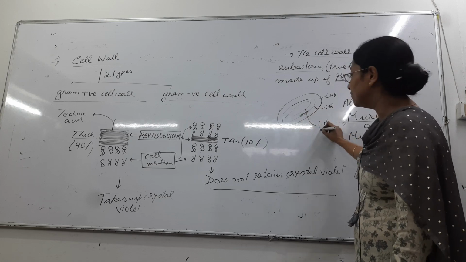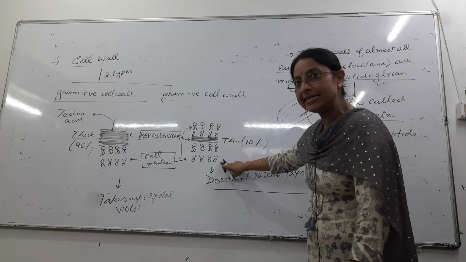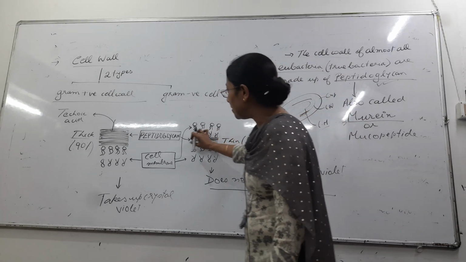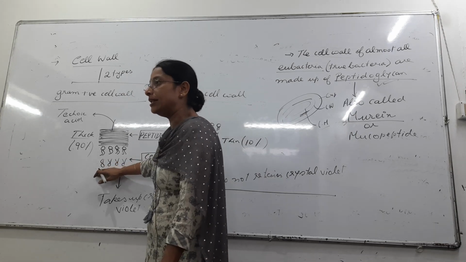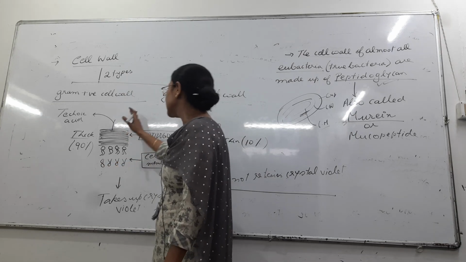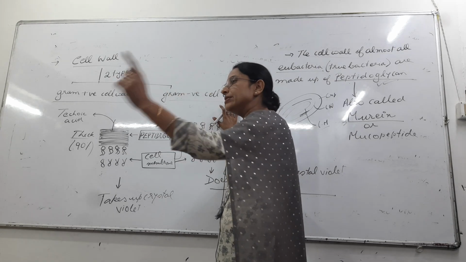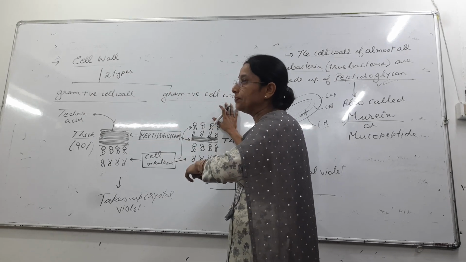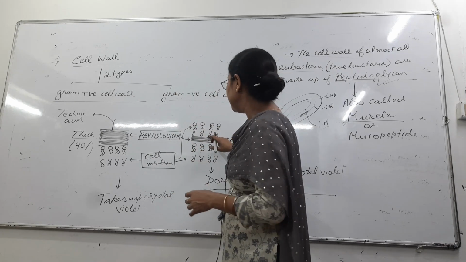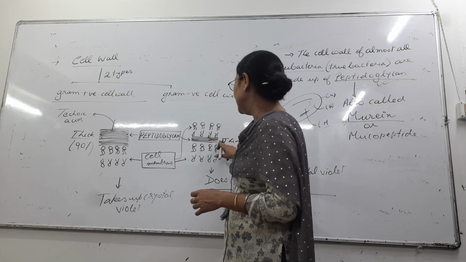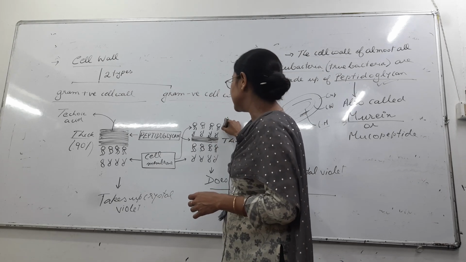Next, peptidoglycan is in the cell wall; inside it what will be there? The cell membrane, as we drew earlier, the phospholipid. So you have the peptidoglycan layer, and inner to the peptidoglycan layer you have the cell membrane. Clear? So the differences between gram positive and gram negative cell wall: first, peptidoglycan is more in one and less in the other. Second, in gram negative, outside the cell wall there is an extra covering which is not there in gram positive.